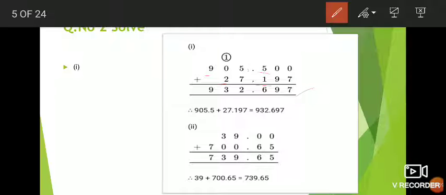0 plus 7 is 7, 0 plus 9 is 9, 5 plus 1 is 6, correct. Now point right as it is, and 5 plus 7 is 12, carried over 1, that is here we wrote 1. 2 plus 1 is 3, and 9 is as it is, means the addition of 905.5 plus 27.197's value is 937.697. Okay students, now second one also very easy.